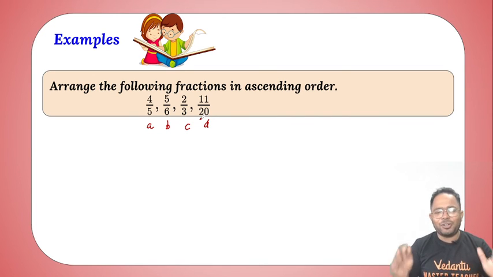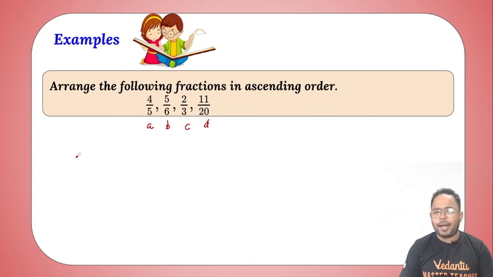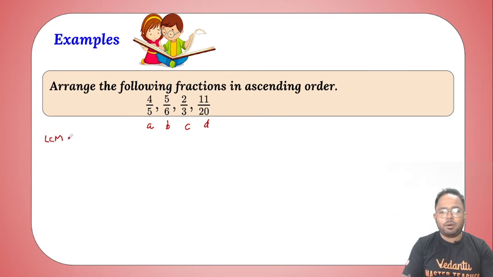ऑलराइट, चलो सॉल्व करते हैं. सबसे पहले तो हम लोग को आइडेंटिफाई करना पड़ेगा, दैट व्हाट काइंड ऑफ इट इज. हम लोग देख रहे हैं न्यूमरेटर्स भी अलग अलग है, डिनोमिनेटर्स भी अलग अलग है. व्हाट वी हैव टू डू इज फर्स्ट कन्वर्ट इनटू लाइक फ्रैक्शंस. उसके लिए हम लोग सबसे पहले क्या लेंगे? एलसीएम ऑफ 5, 6, 3 एंड 20.